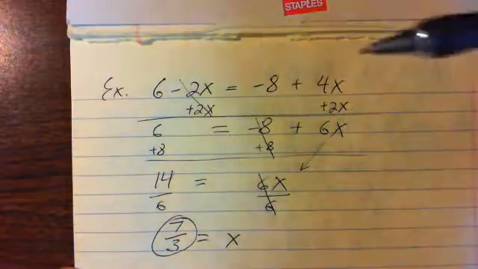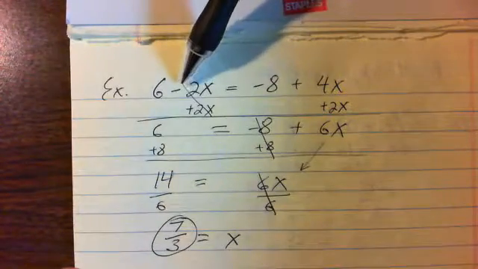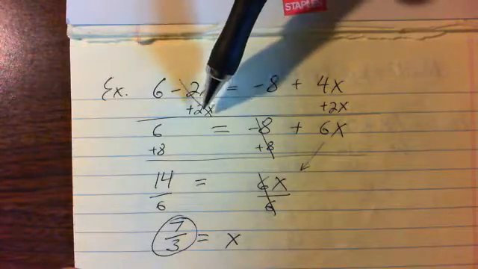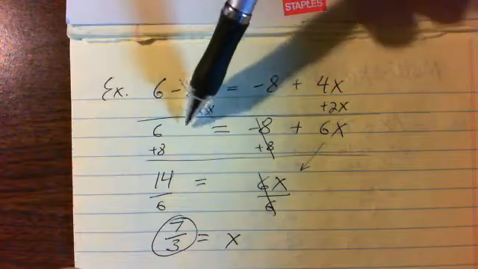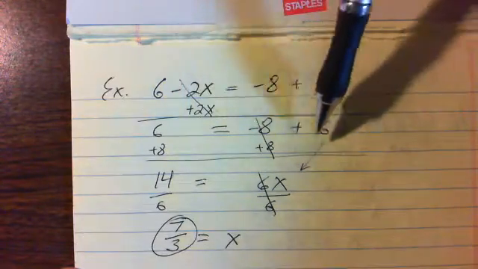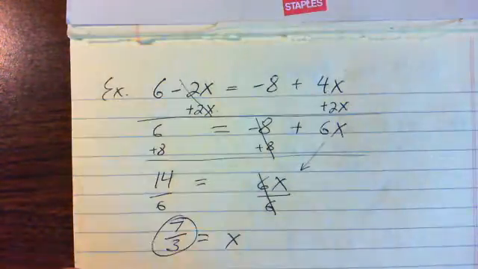Okay, so first we see that I've got a negative 2x, so if I add positive 2x to both sides, that'll get rid of the x's on the side, and then it's just a two-step equation.